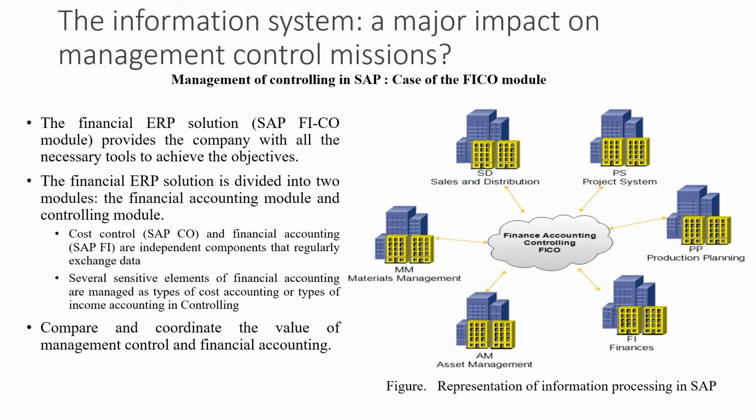The CO and FI are independent components that regularly exchange data. Several sensitive elements of financial accounting are managed as a type of cost accounting or type of income accounting in controlling. And finally, they compare and coordinate the values of management control and financial accounting.